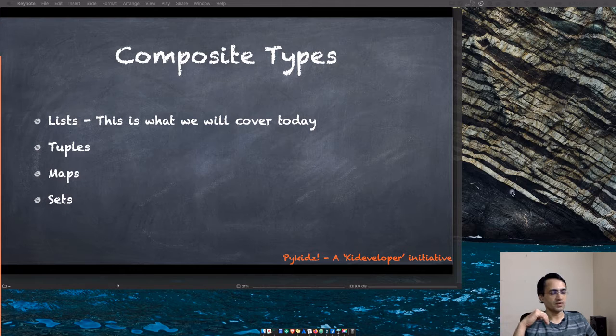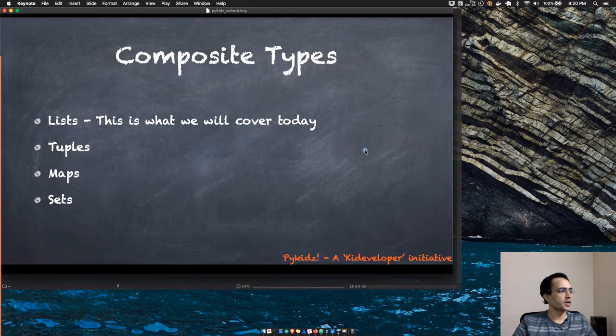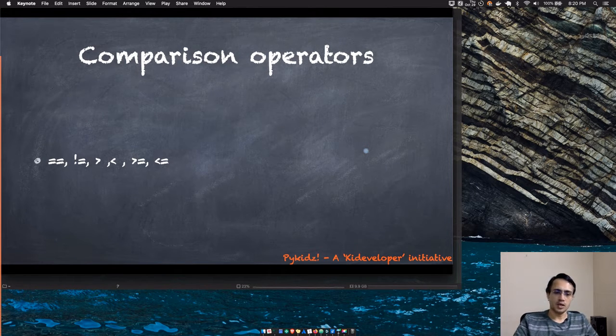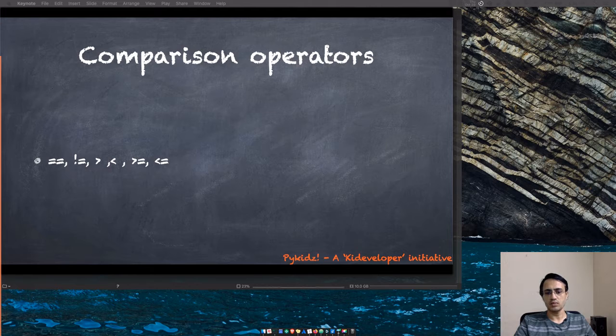Before we start with lists, let us look at comparison operators. I'll briefly touch upon them because they become important as we go further. We looked at some operators already, the arithmetic operators. Now we want to cover comparison operators. They are slightly different.